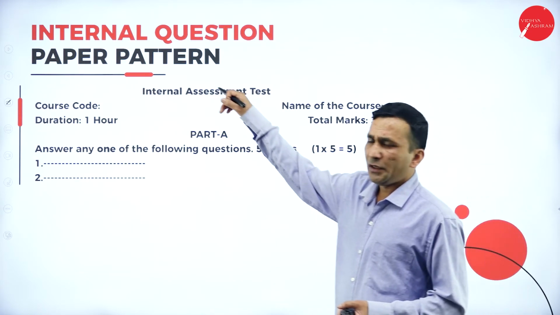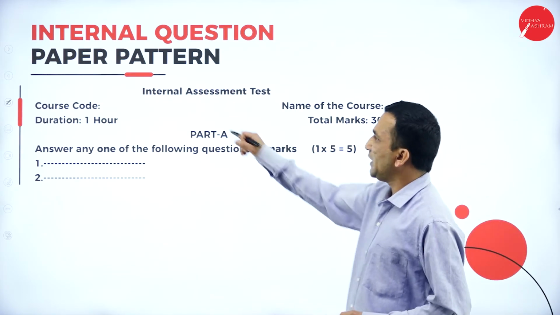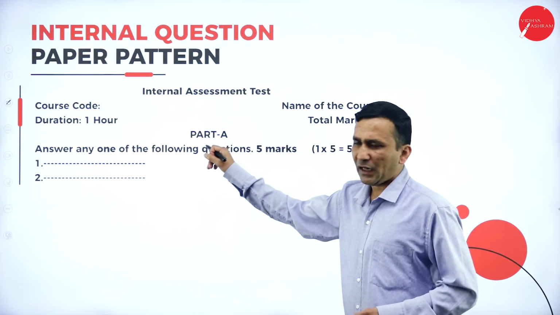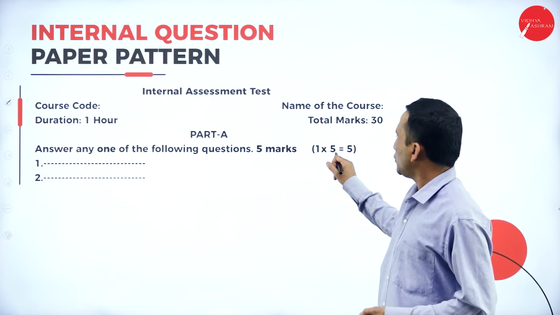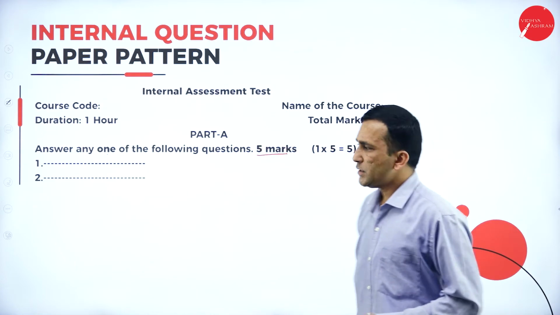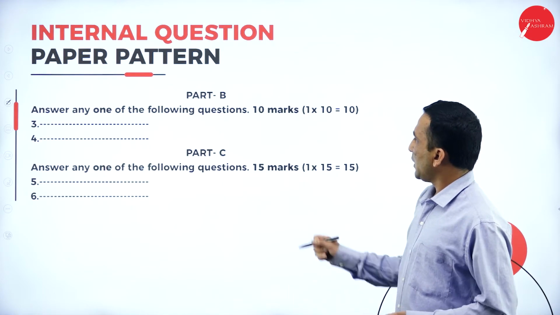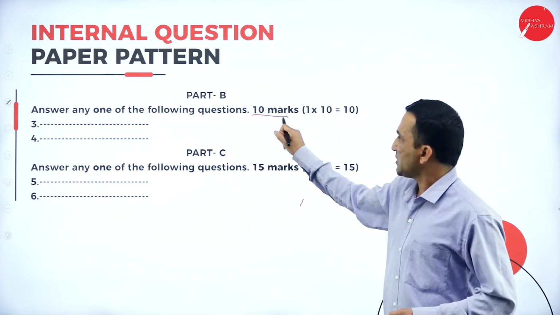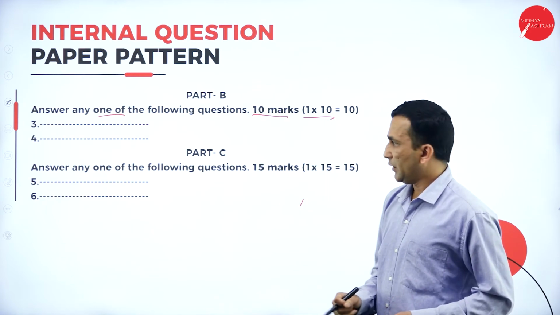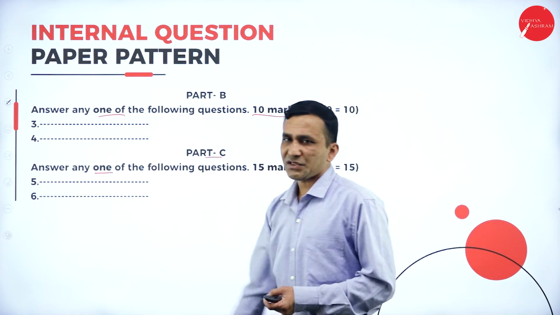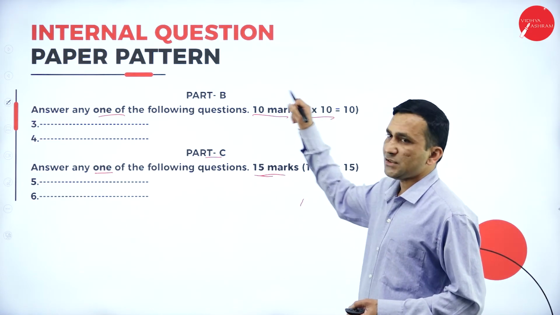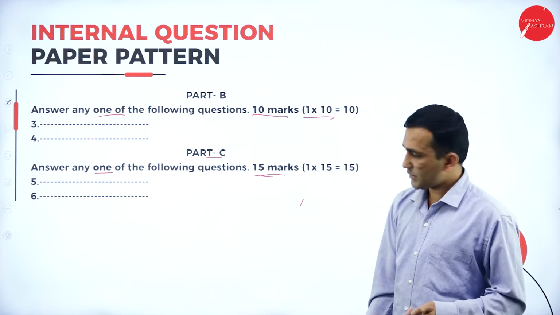Moving forward, this is the question paper pattern for the internal assessment test. The duration is just 1 hour. There are 3 parts. Part A is assigned 5 marks, and you have to answer any one out of 2 questions. In part B, 10 marks are assigned, and you have to answer any one. Now 10 plus 5, 15. Part C has one question you have to attend, assigned 15 marks. 15 plus 10 plus 5, the total paper is 30 marks.